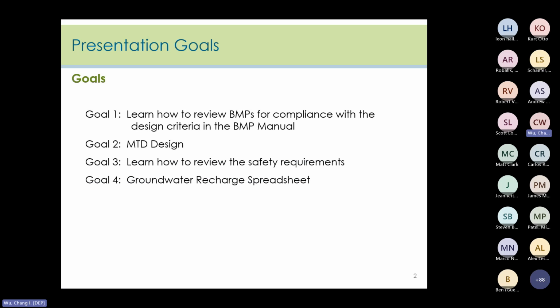So the goal of my presentation is to learn how to review BMPs for compliance with the design criteria. And also we will talk about MTD design, and then we'll address the safety requirements in the stormwater management rules. And then we will briefly go over the groundwater recharge spreadsheets.